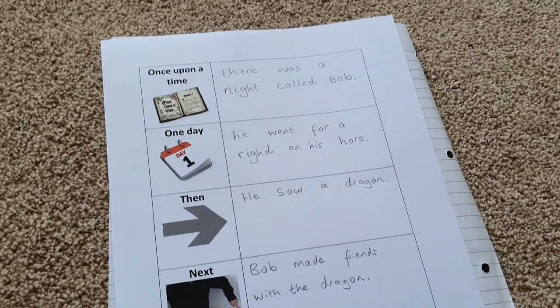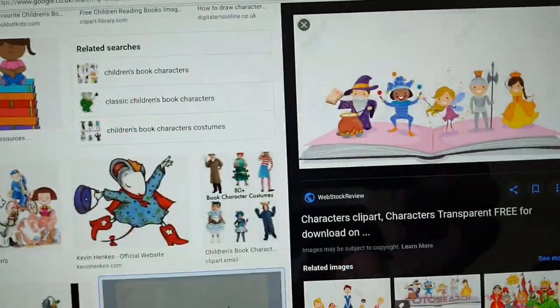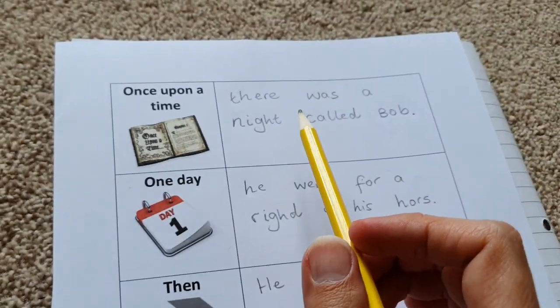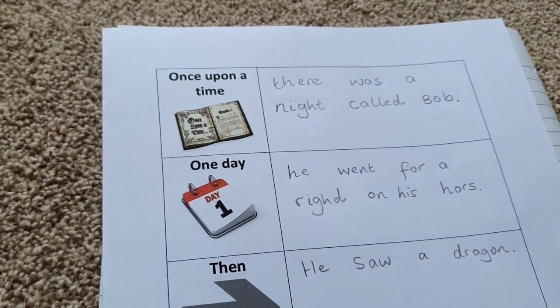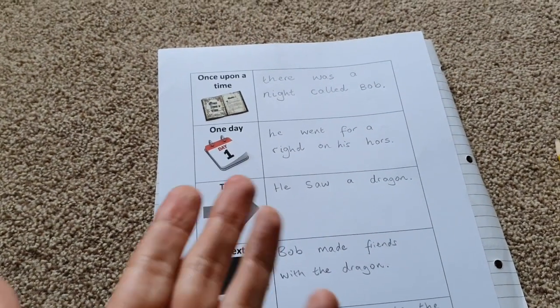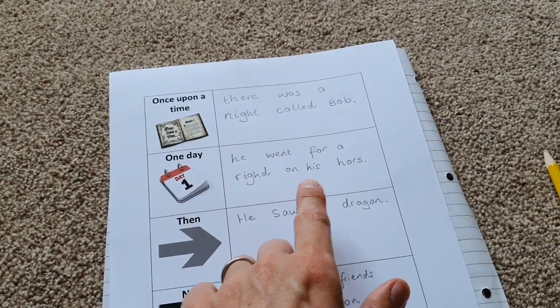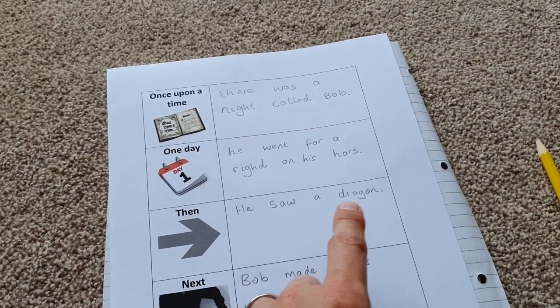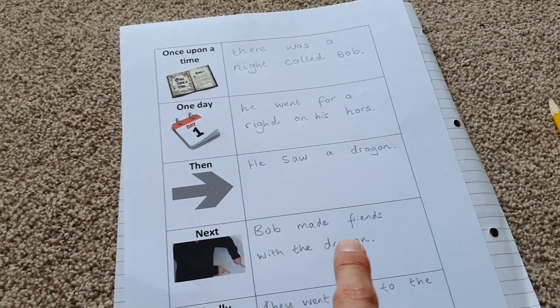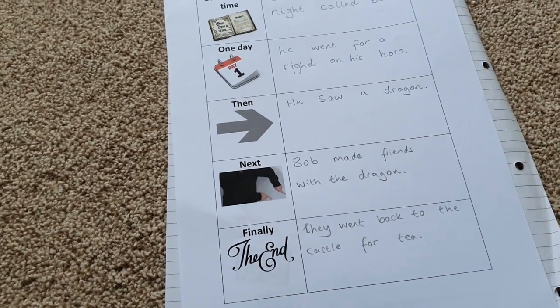Now, I've written my story, but as I said, you might draw pictures, you might print your pictures from the internet. Your child might tell you the story and you might write it, and then they use this to learn their story. Once upon a time, there was a knight called Bob. One day, he went for a ride on his horse. Then he saw a dragon. Next, Bob made friends with the dragon. Finally, they went back to the castle for tea.